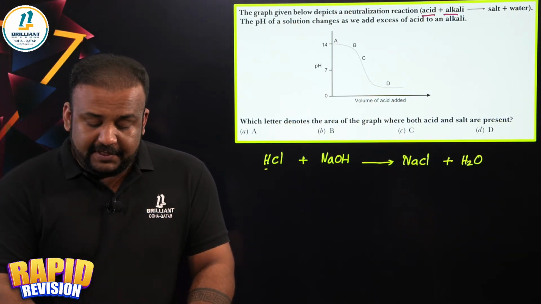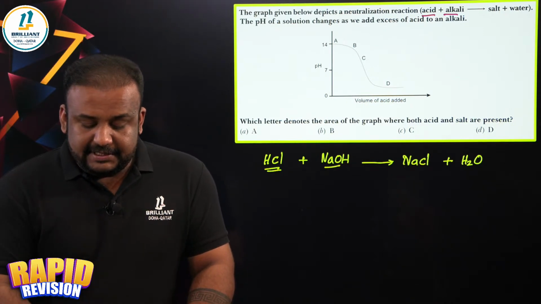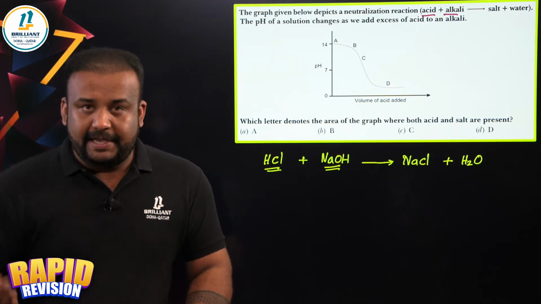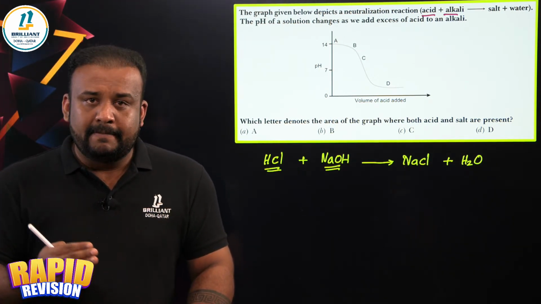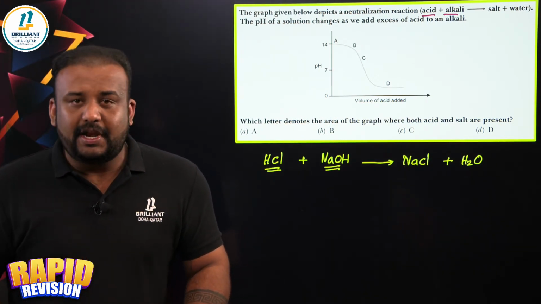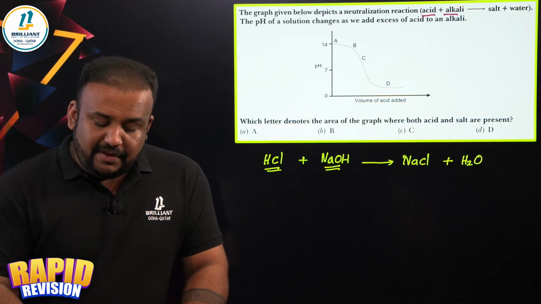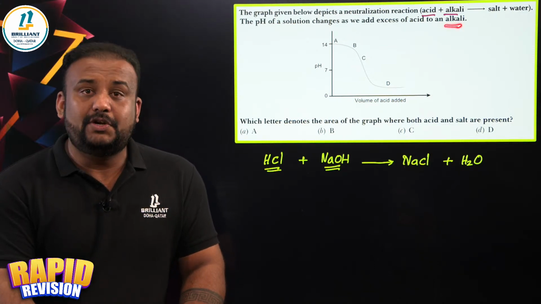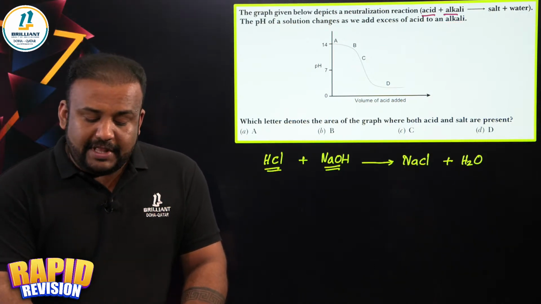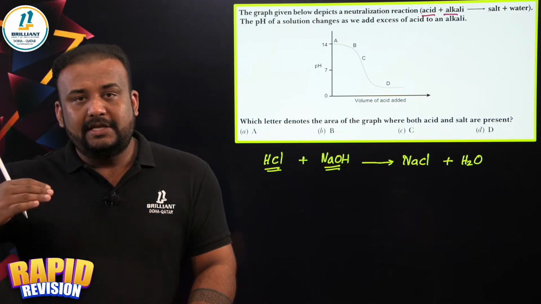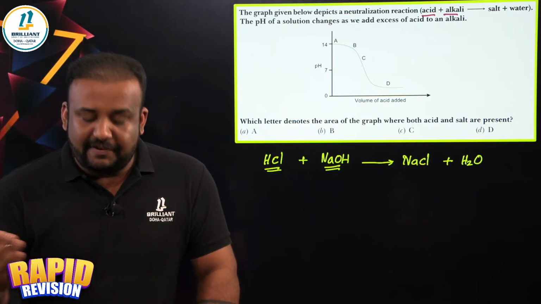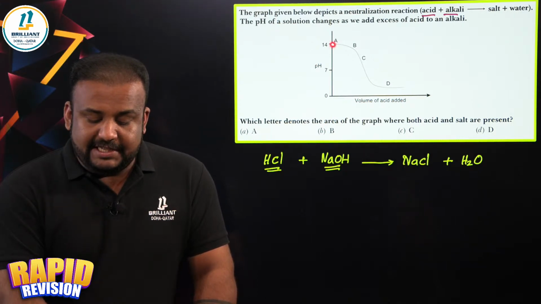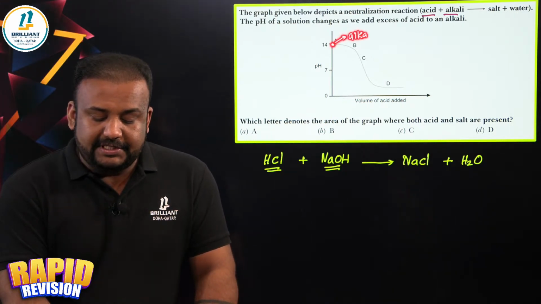And you know that if this is a strong acid and if this is a strong base, the effect of the acid will be nullified by the base or vice versa. And this reaction is called neutralization. So we are starting with an alkali because they clearly said we add excess of acid to an alkali. So you know that in the pH scale, alkalis will have a pH more than 7. So the graph starts from here. We have 14 here. That means in this case you have only alkali present.